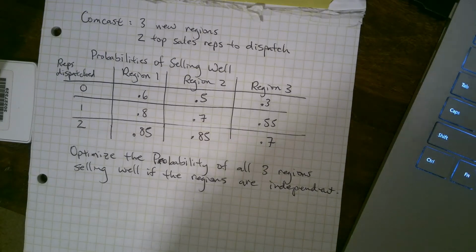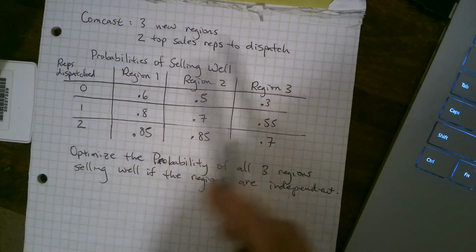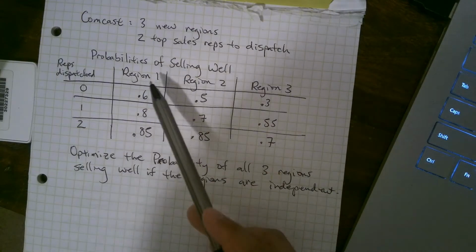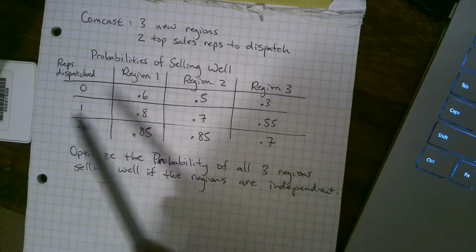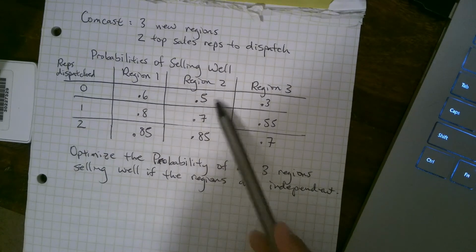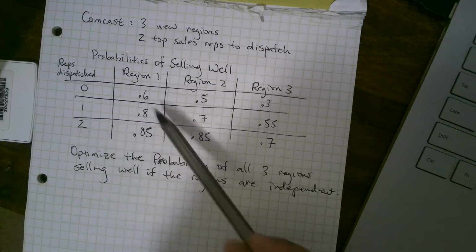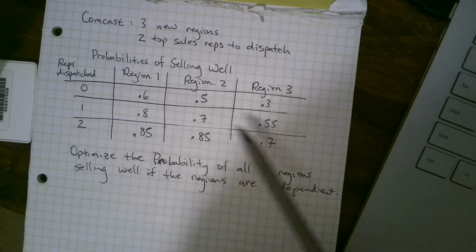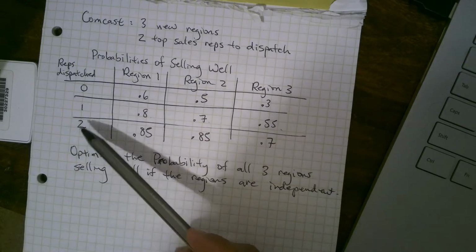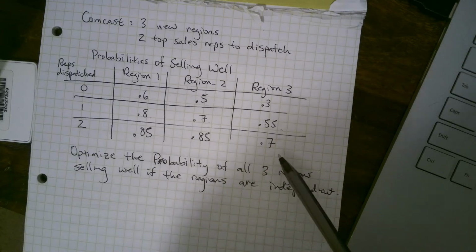So in this problem, Comcast wants to expand to 3 new regions, and they have 2 top sales reps to dispatch to help them sell well in these new regions. So here's the table of probabilities. In regions 1, 2, and 3, if there are no sales reps, then the probabilities of selling well are 0.6, 0.5, and 0.3, respectively. And then if you send 1 sales rep in, these probabilities increase to 0.8, 0.7, and 0.55. And finally, if you send 2 sales reps, they increase even a little bit more, 0.85, 0.85, and 0.7.